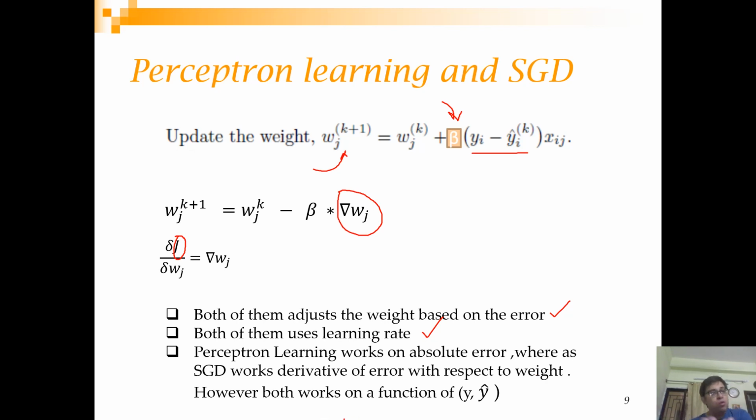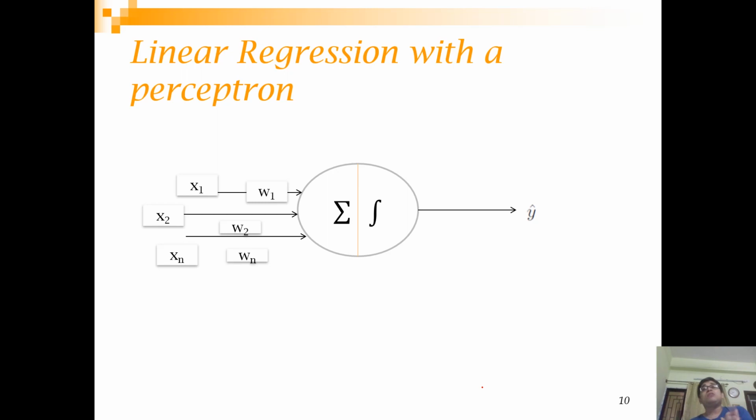However, if you think in a more generalized term, both work on a function of y and y dash, where y dash is your predicted value, right? So we can conclude that there is a lot of similarity in perceptron learning and gradient descent. Let's now see whether we can use a perceptron to do a linear regression problem. Let's say you have different inputs coming in, right? Your x1, x2, x3 are your inputs, and these are the different weights that you are using, which are getting aggregated, and the perceptron uses some activation function, and then you get the final output, which is your predicted output, right?